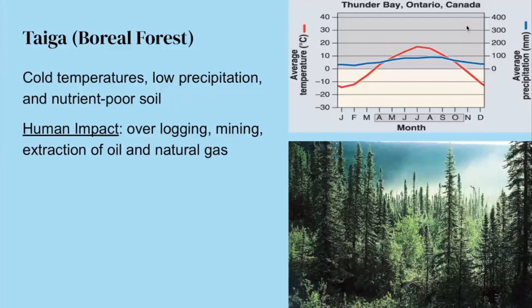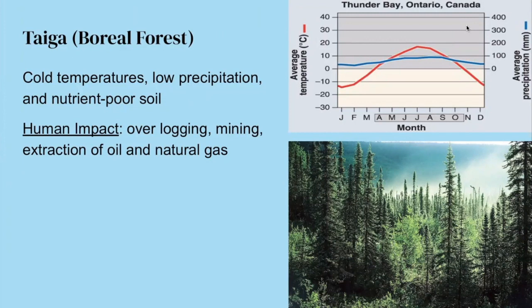Our next biome is taiga. This is also called the boreal forest. So you can use either name and College Board will know what you're talking about. But the taiga is located in southern Alaska, and most of Canada, Scandinavia, and Siberia have taigas. So the taiga is still really cold.